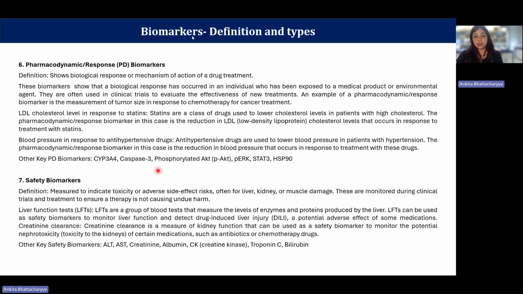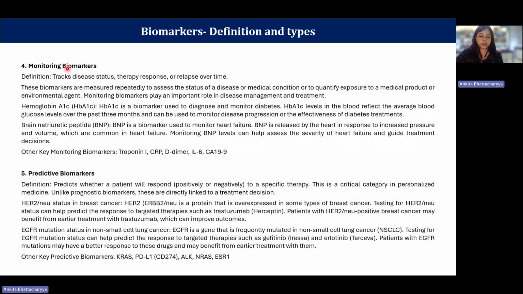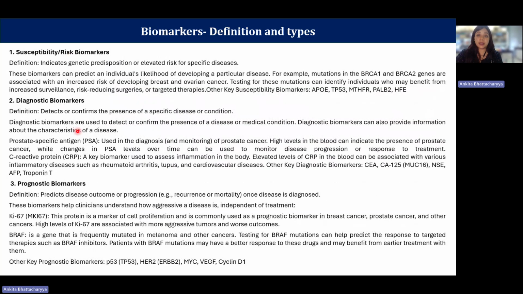Other key pharmacodynamic biomarkers include CYP3A4, caspase-3, phosphorylated AKT or phospho-AKT, phospho-ERK, STAT3, HSP90, all of these. Then we have safety biomarkers. So if you recapitulate very quickly, the first one was a risk or susceptibility biomarker. Then you had diagnostic biomarkers. Then we came to prognostic biomarkers.